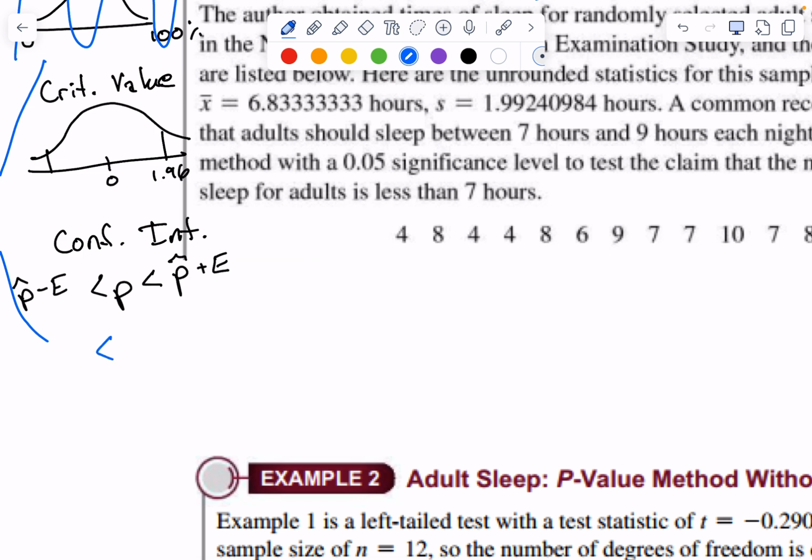What variable goes in the middle for mean? Mu, and it is X bar minus the error and X bar plus the error. That's it. Okay? So we can do critical value method. We can do confidence interval method. We assume that X bar is the beginning.